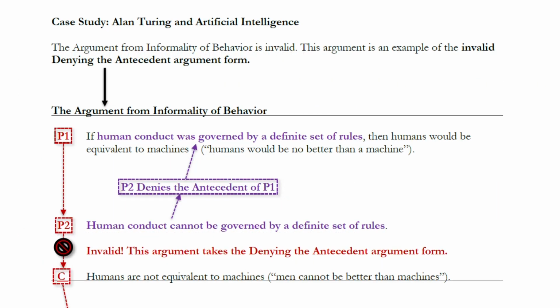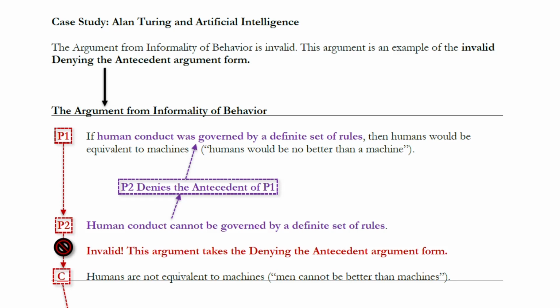I think there are some good reasons to question whether both premises of this argument really are true. However, without getting into any of those issues, we can say that this is a bad argument because it is invalid. Specifically, this argument commits the error of denying the antecedent. The first premise establishes that human conduct being governed by definite rules is a sufficient condition for human beings being equivalent to machines. However, this premise does not establish that human conduct being governed by rules is a necessary condition.